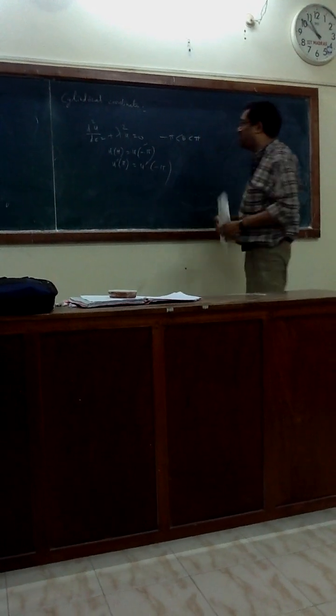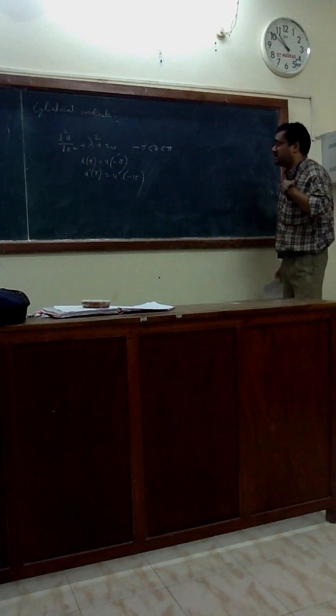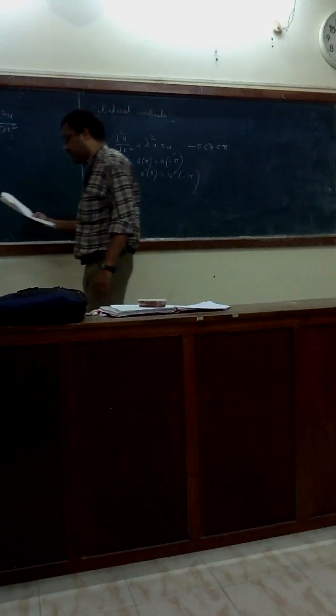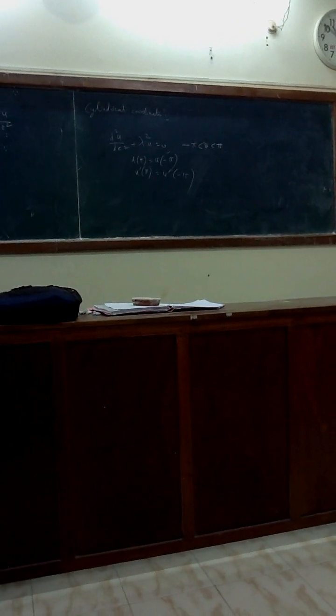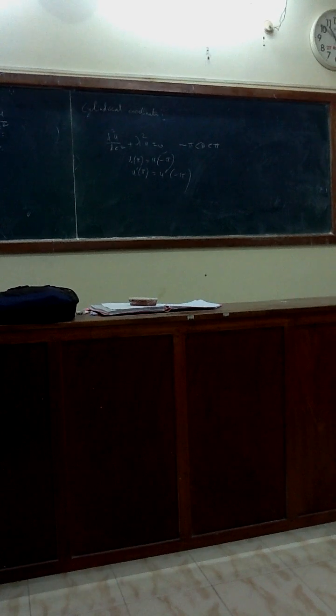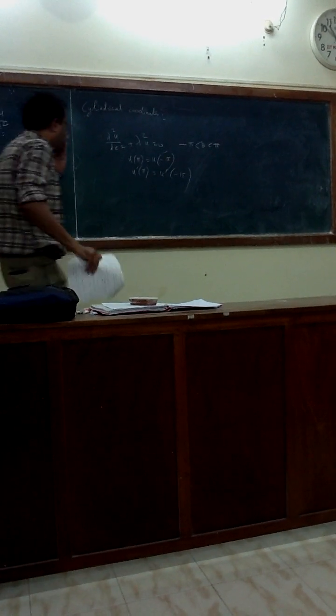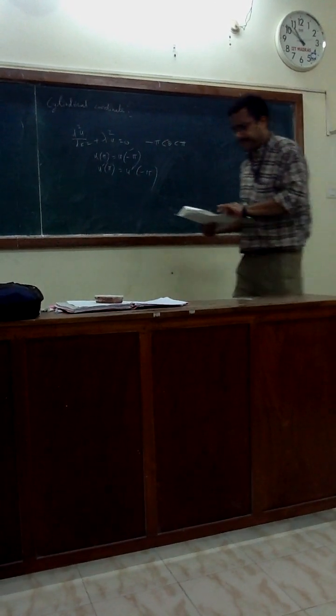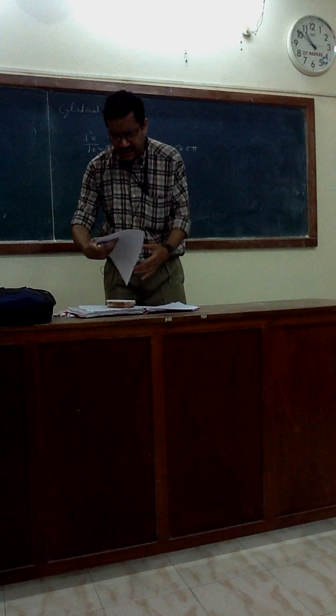What's the solution for this eigenvalue problem? This eigenvalue problem in cylindrical coordinate for theta direction. The question is, what are the eigenvalues and eigenfunctions?